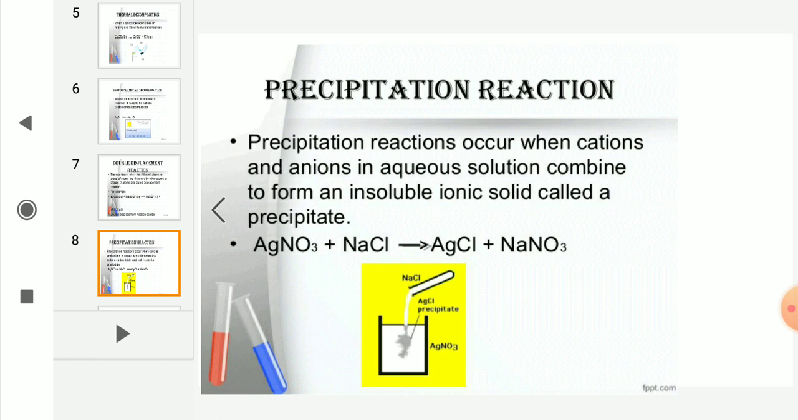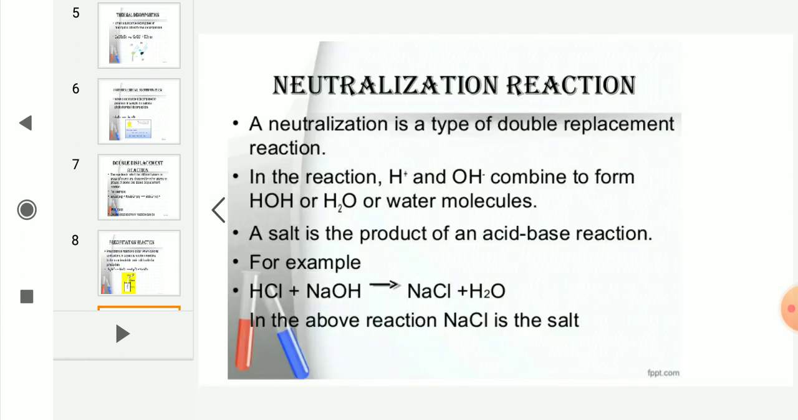The precipitate settles down. Here is the reaction between silver nitrate and sodium chloride. Silver nitrate reacts with sodium chloride and gives rise to silver chloride and sodium nitrate. AgCl is silver chloride, NaNO3 is sodium nitrate.